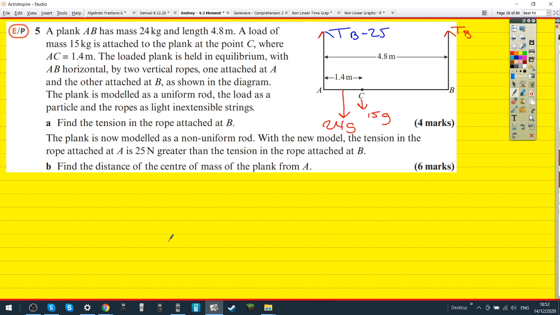So back when we were writing out those pluses, did we have to do it equals to? Are we doing TB minus 25 plus TB equals to 24 plus 15? Yeah, okay. Maybe I'll just call it T for tension. So T minus 25 plus T equals 24G plus 15G. And now I need to just solve that.